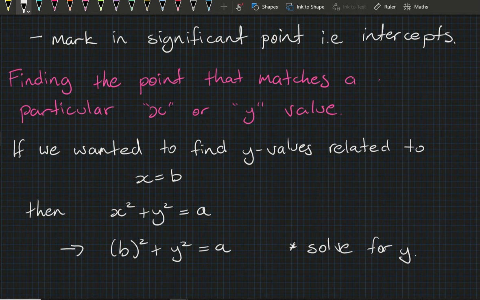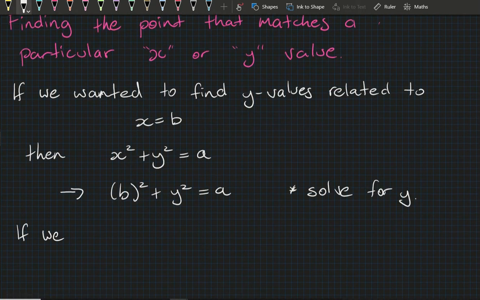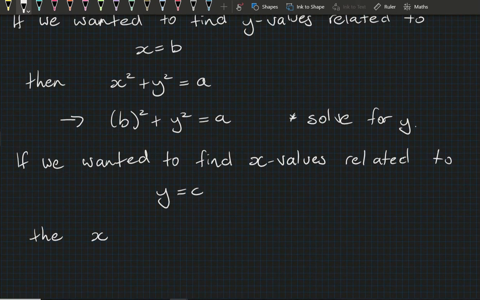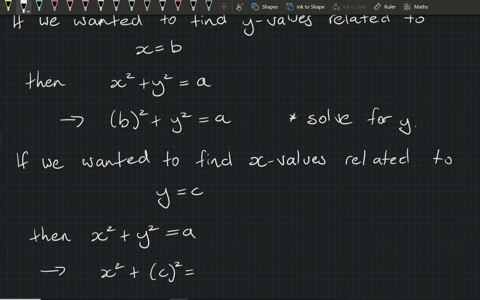And no surprises that if you want to find the x values related to a particular y equals, say, c, then x squared plus y squared equals a becomes x squared plus c squared equals a when we sub the c in for the y. And once you got to this stage, you solve for x.